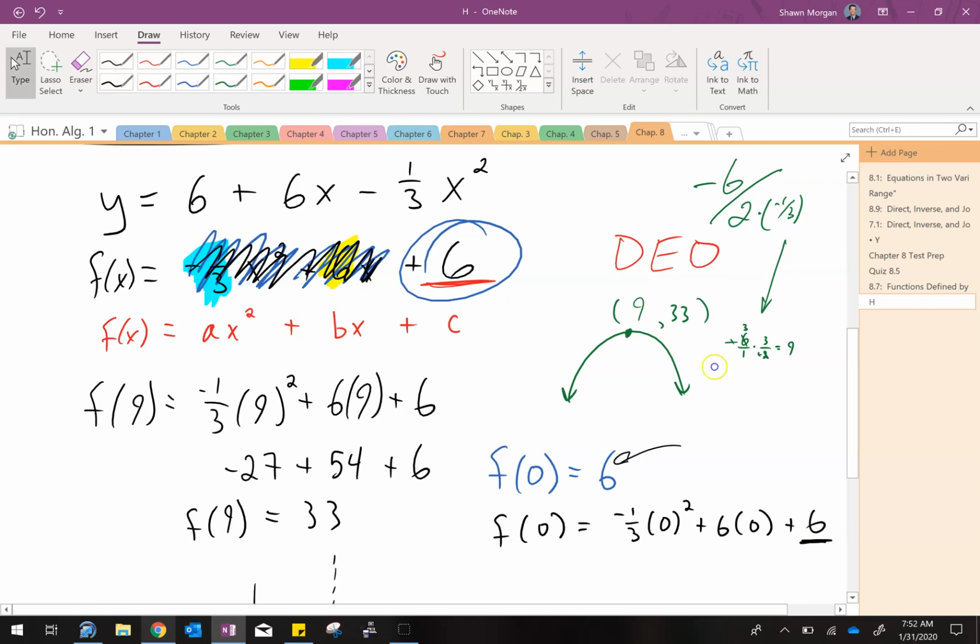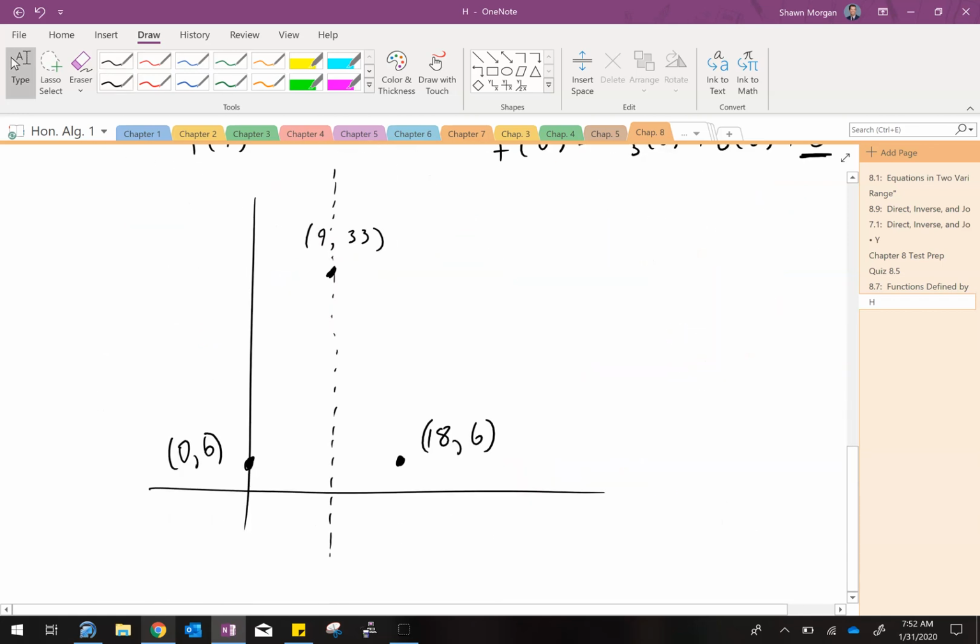So f of 0 means let x be 0. In other words, I want to be on the y-axis, and then 6 is going to be the resulting y-coordinate. And how could I find 2 other points, by the way? Campbell? And so you're almost correct. You're almost correct. What about the y-coordinate 33?